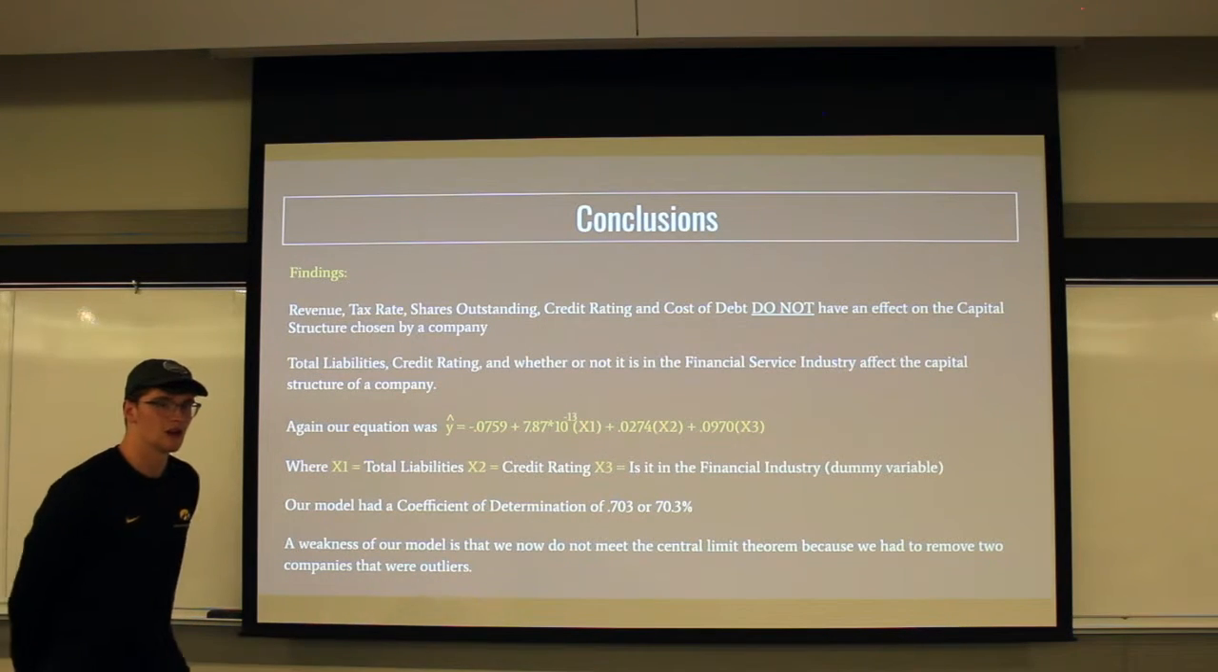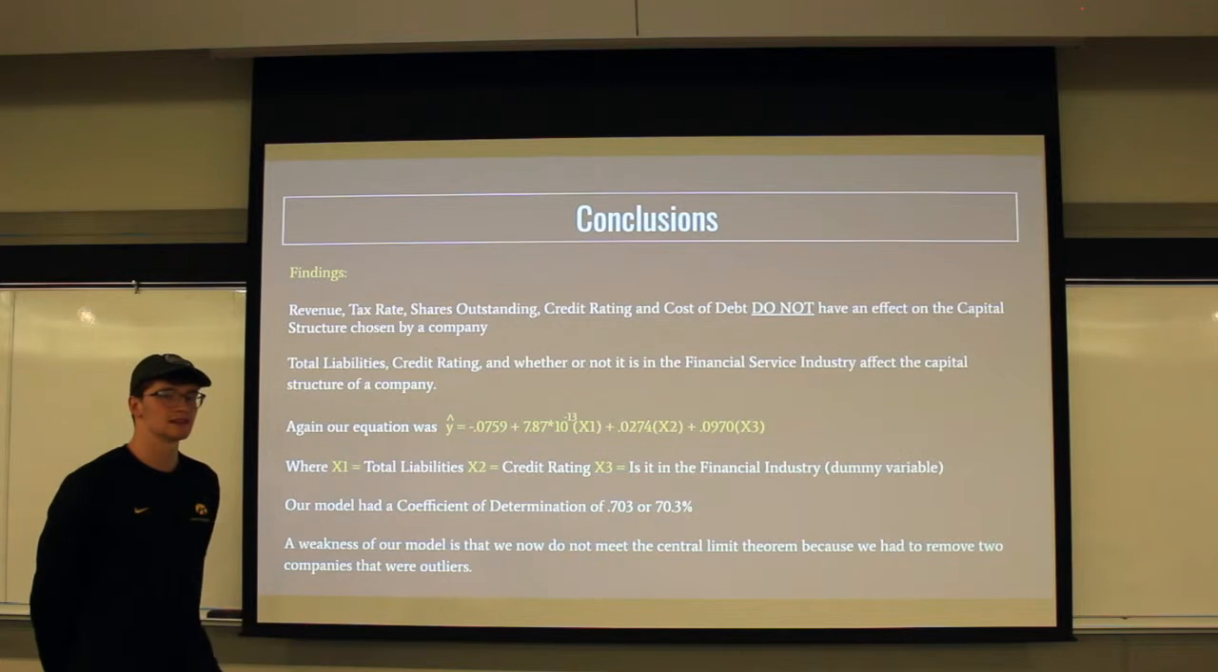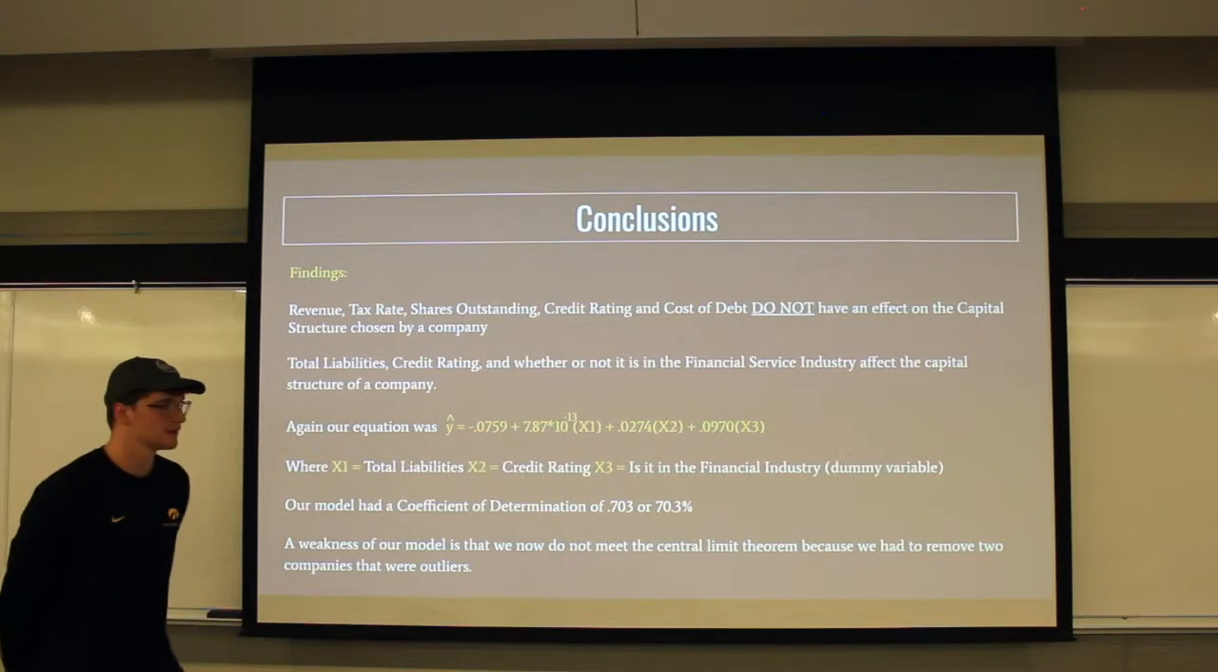A weakness in our model that we noticed was that it didn't meet the central limit theorem. We had to take out 2 of the companies because they were extreme outliers.